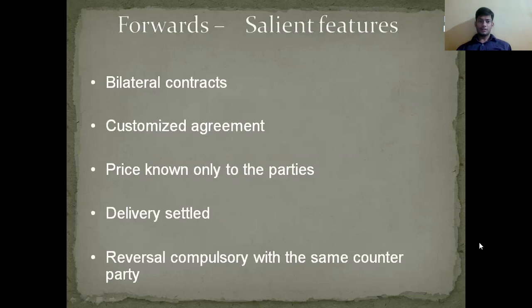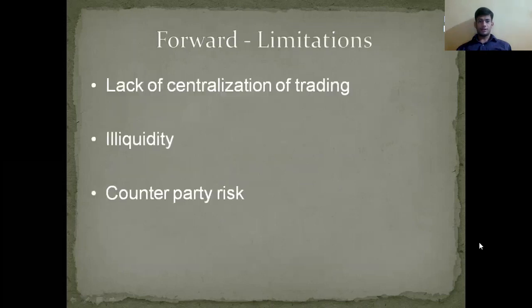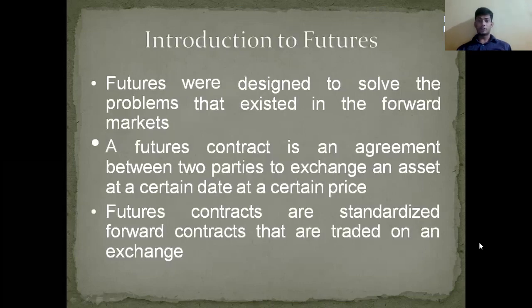Salient features: bilateral contract. The forward contract is a bilateral contract. Customized agreement means you can change it in the customized agreement. Price is known only to the participating parties. Users: hedgers, forex and speculators. Limitations: lack of liquidity, uncertainty of settlement, illiquidity and counterparty risk. They are the limitations.